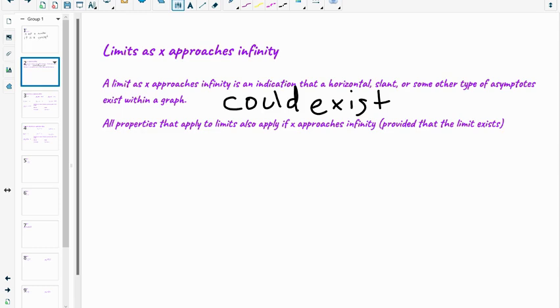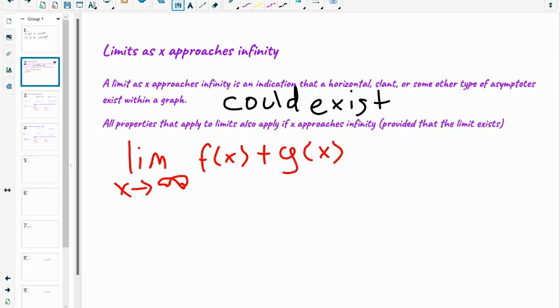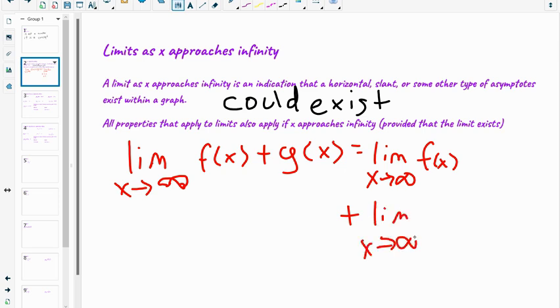All properties that apply to limits also apply if x approaches infinity, provided the limit exists. So these were our properties: the limit as x approaches infinity of f of x plus g of x is equal to the limit as x approaches infinity of f of x, plus the limit as x approaches infinity of g of x. Just those types of properties is what I'm talking about here.